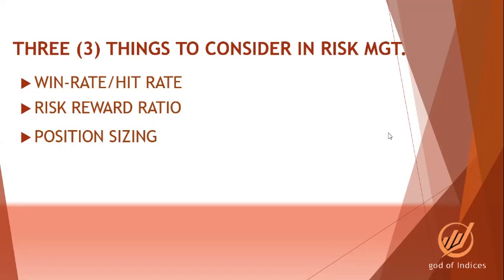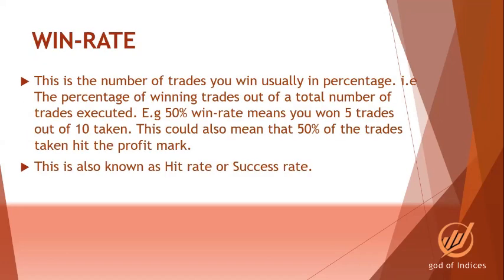Okay. So that being said, we're looking at win rate, risk reward ratio, and position sizing. 3 things to consider in risk management. Win rate talks about the success of your trades. This is the number of trades you win, usually in percentage, right? That's the percentage of winning trades out of the total number of trades executed. Example, a 50% win rate means you won 5 trades out of 10 trades taken. Or let's say you took 100 trades and 50 trades were winners.